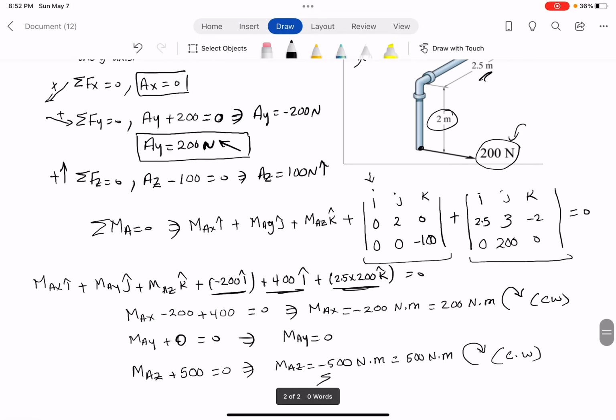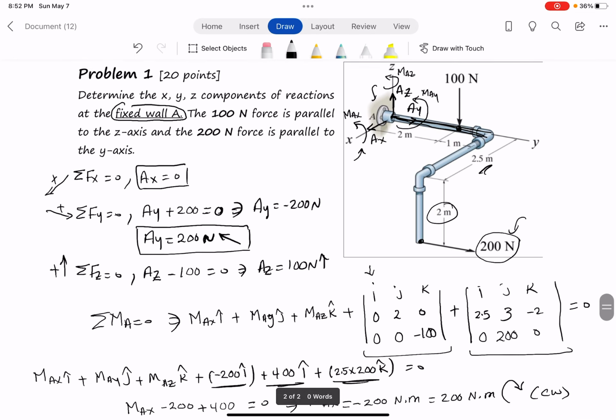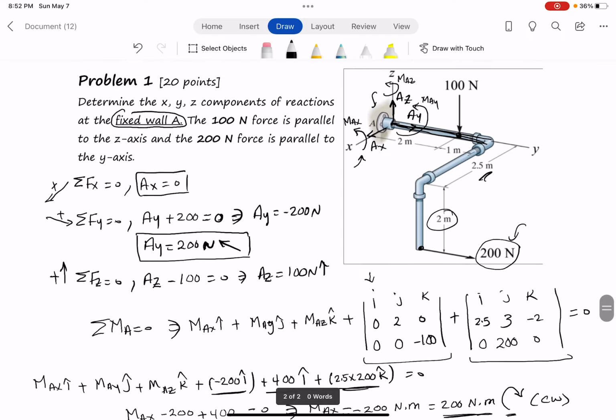I think this is it. So we found the reaction AX, we found the reaction AY, we find the reaction AZ, and then we find moment MAX, which is 200 Newton meter clockwise, and we find moment AY 0, and we find moment at AZ, it's 500 Newton meter, and it's clockwise. Okay.